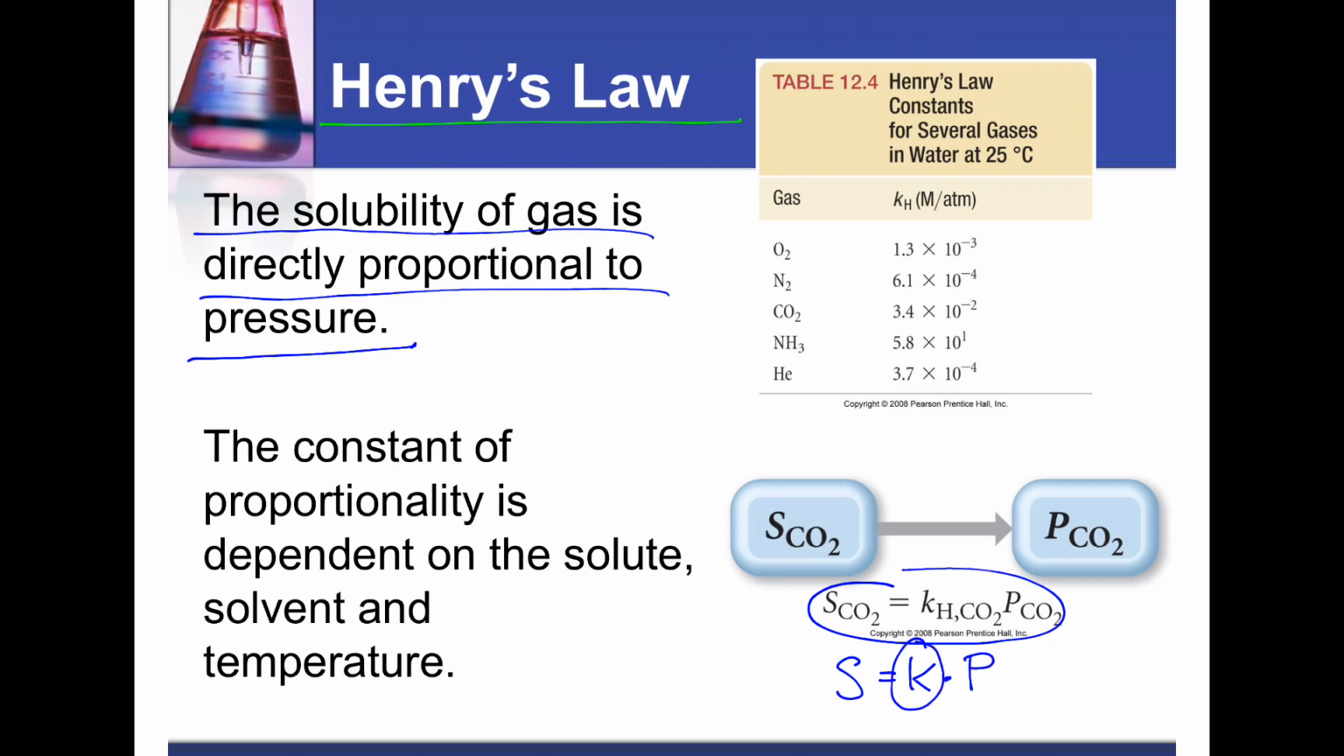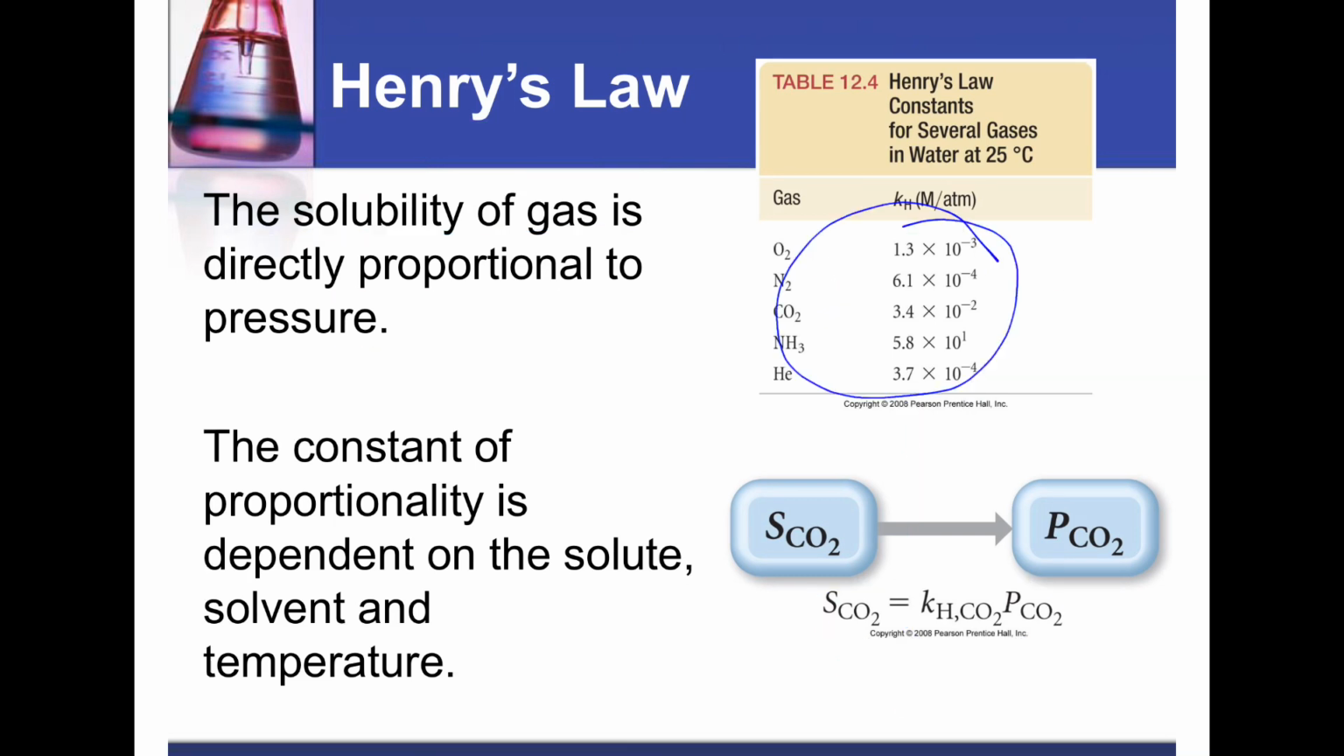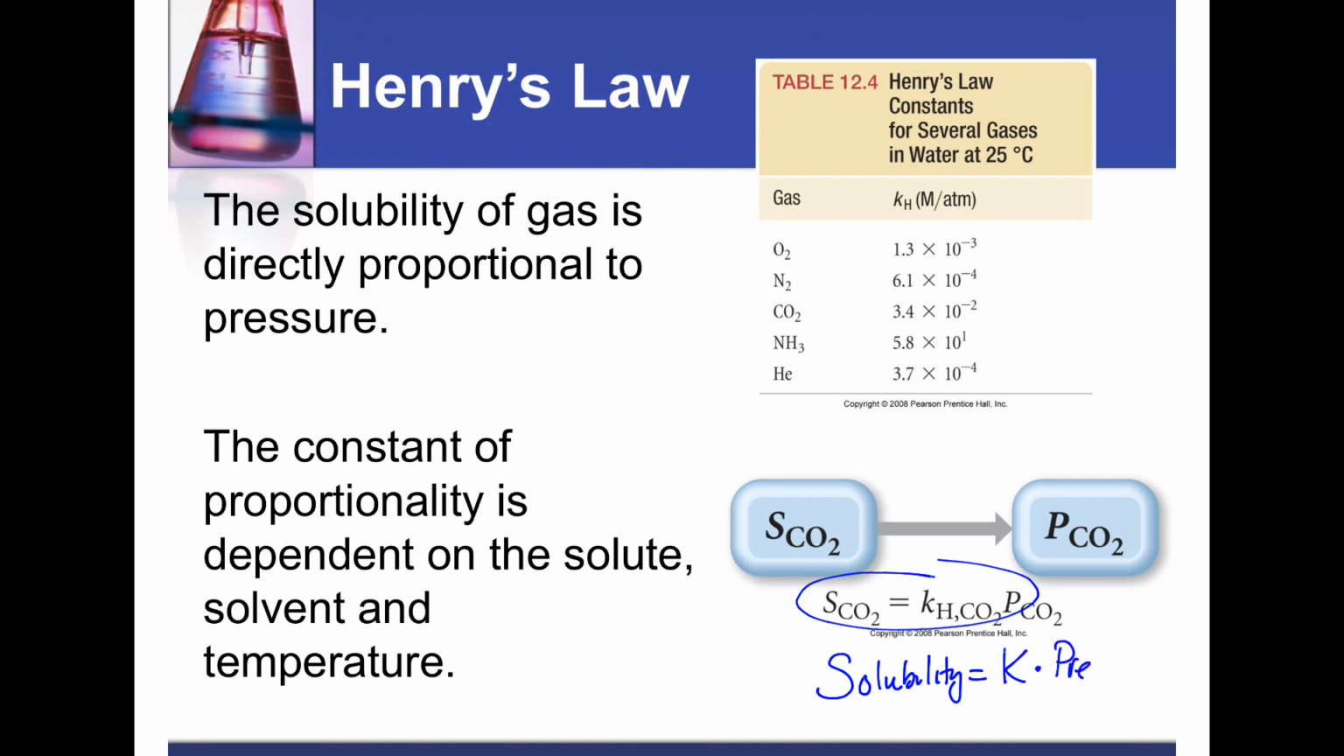Now that constant varies for different gases, so each gas has its own constant for Henry's law. These aren't numbers that you memorize, they're just numbers that you would look up if you needed them. But we can see in this equation, solubility is equal to a constant times the pressure, that if we increase the pressure, we can increase the solubility.